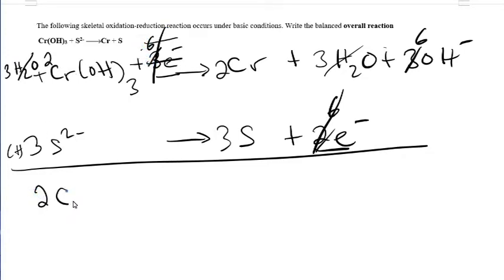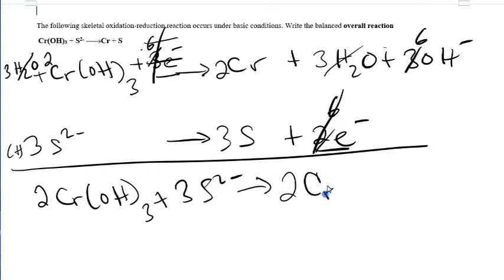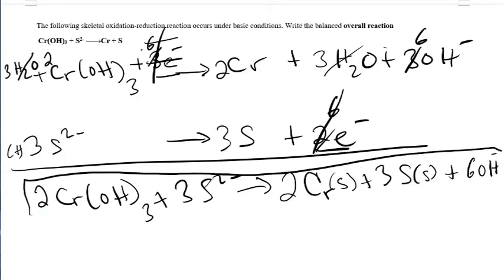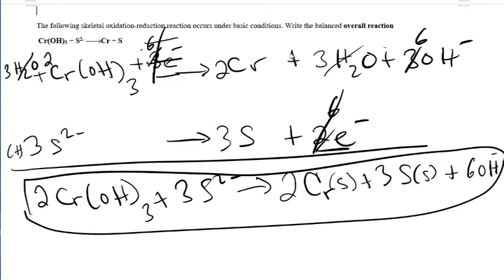leaving us with 2 chromium hydroxides, 3 sulfides, 2 moles of solid chromium, 3 moles of sulfur, and 6 hydroxides. So now you can verify that this is the balanced equation by looking at the charges. The left side, the charge overall is -6. The right side, the charge overall is -6 as well. There are 6 hydroxides on each side, 2 chromiums, and 3 sulfurs.